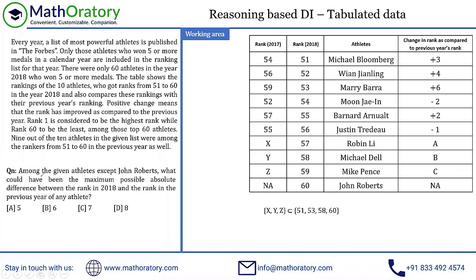Okay, so here we have: among the given athletes, except John Roberts, what could have been the maximum possible absolute difference between the rank in 2018 and the rank in the previous year of any athlete? Okay, let me reread that. Among the given athletes, except John Roberts, obviously because John Roberts is not applicable. What could have been the maximum possible absolute difference between the rank in 2018 and the rank? Okay, so this is something we've done in the previous question only, in the very first question.